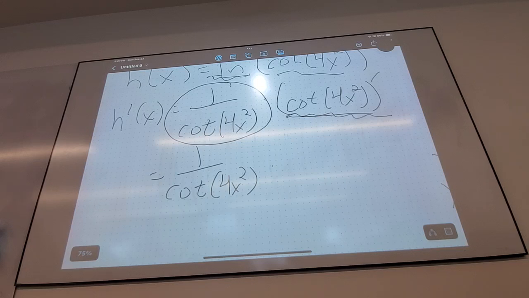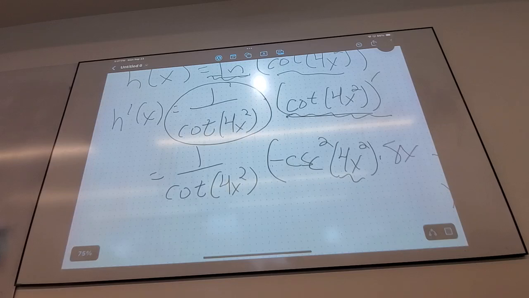What's going to be involved in that guy? The chain rule, because it's got stuff inside of it. I love it. I didn't have to know that ahead of time. So what's the derivative of cotangent? Negative cosecant squared of stuff, times the derivative of stuff. And what's the derivative of 4x squared?